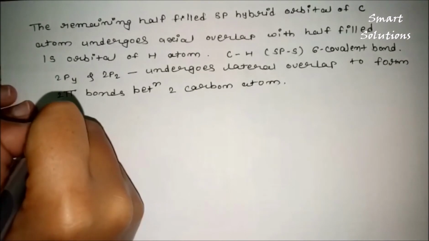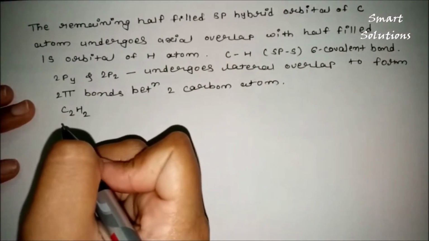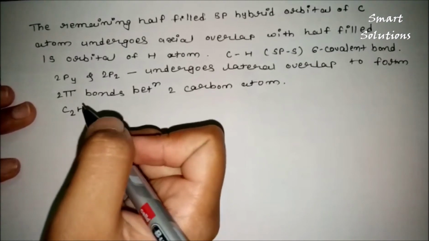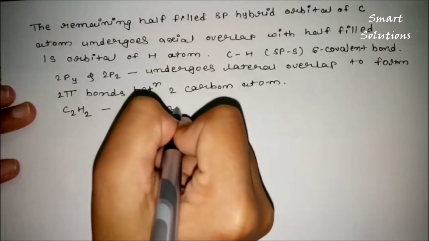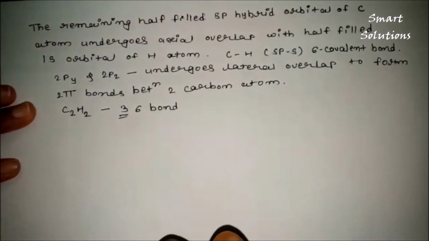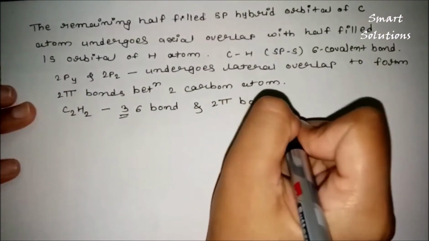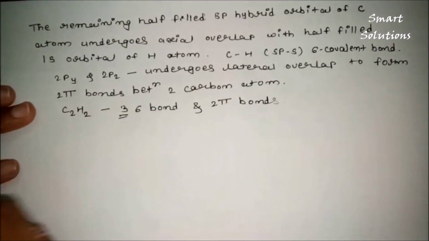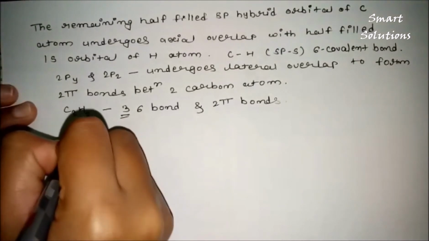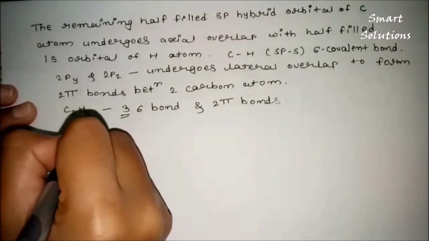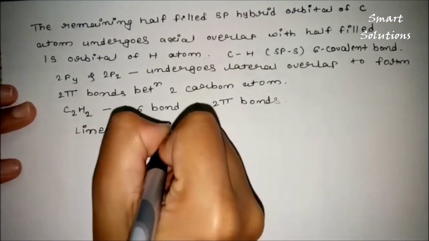So C2H2, that is acetylene, has 3 sigma bonds and 2 pi bonds, and it has a linear structure.